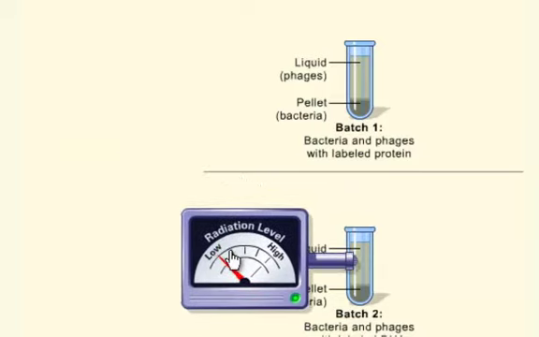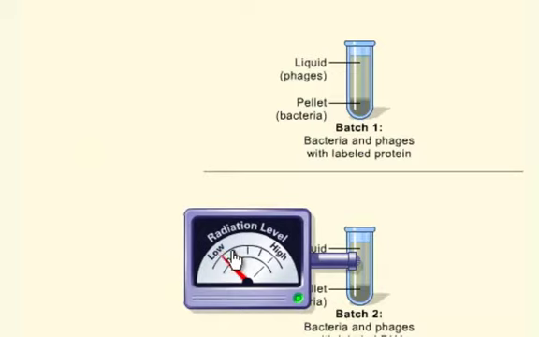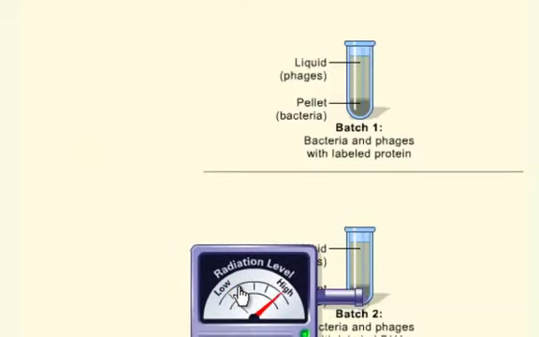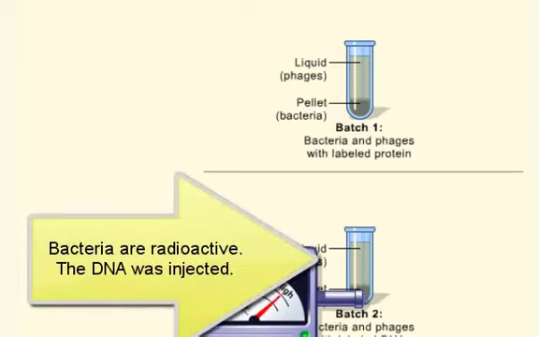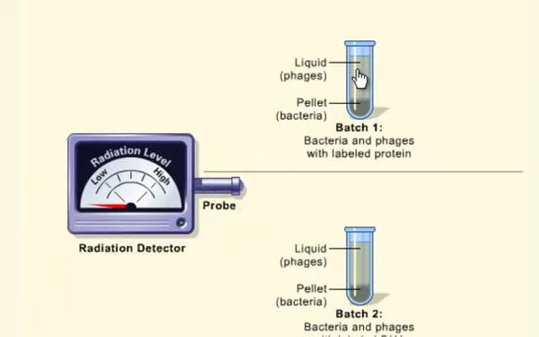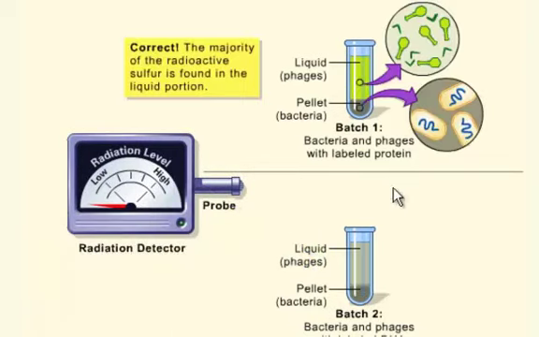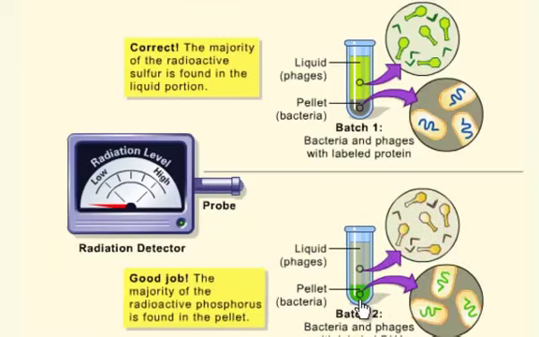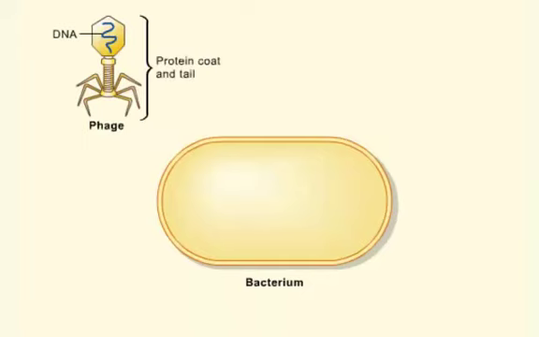For the second one, you have low radiation in the liquid, but high radiation where the bacteria are. That means that the part of it that had the radiation got injected in, and in that case, it was DNA. Up here, this had the high radiation, and down here, this had the high radiation. So as you can see, based on this experiment, it's clear that it wasn't the protein that was the genetic material, it was the DNA that was the genetic material. And that's how that was discovered.